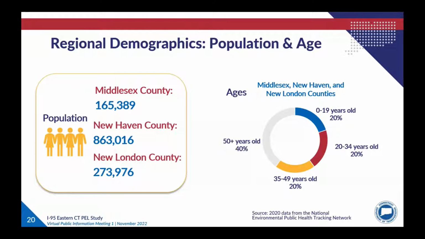As we look across the region that the study area resides in, we have a fairly even distribution of people from all age categories. However, we have double the number of people who are over 50 compared to any other category.